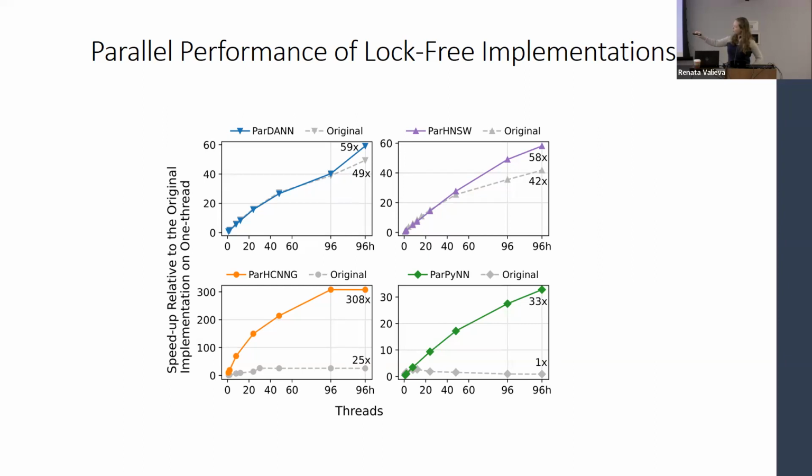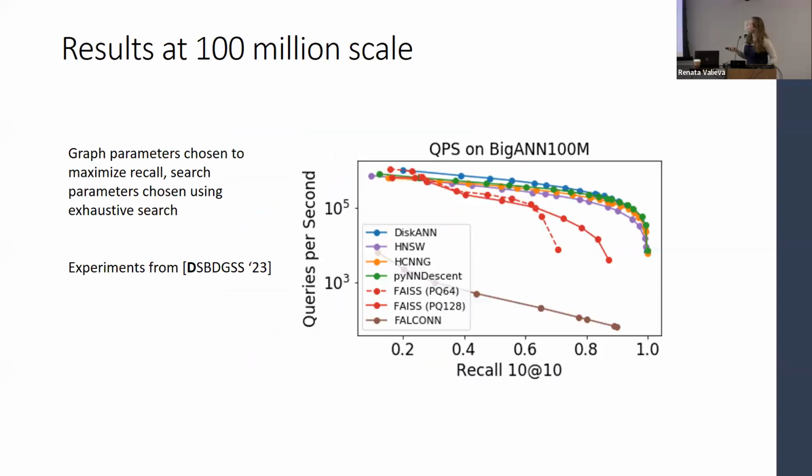But then in our implementation, it gets up to a 308 times speedup at 96 threads. So we're able to show pretty significant speedup by rewriting these algorithms to make them lock free. And in particular, this is an example where the improvement is basically entirely from less contention. With some of these other algorithms, we made some other performance improvements.